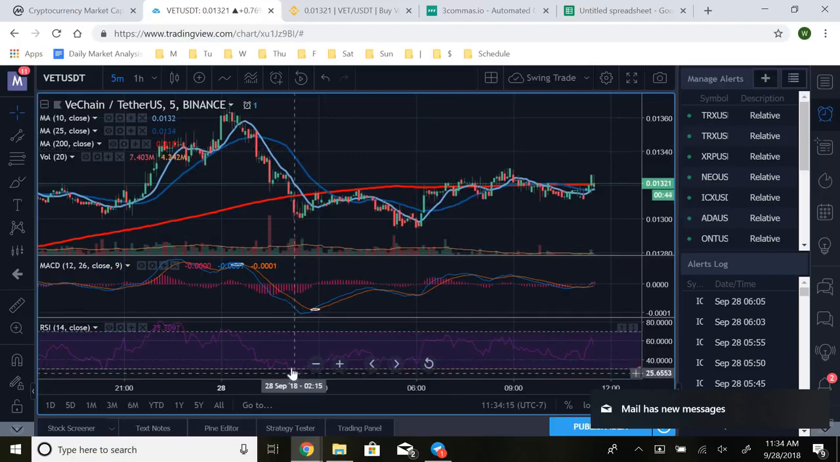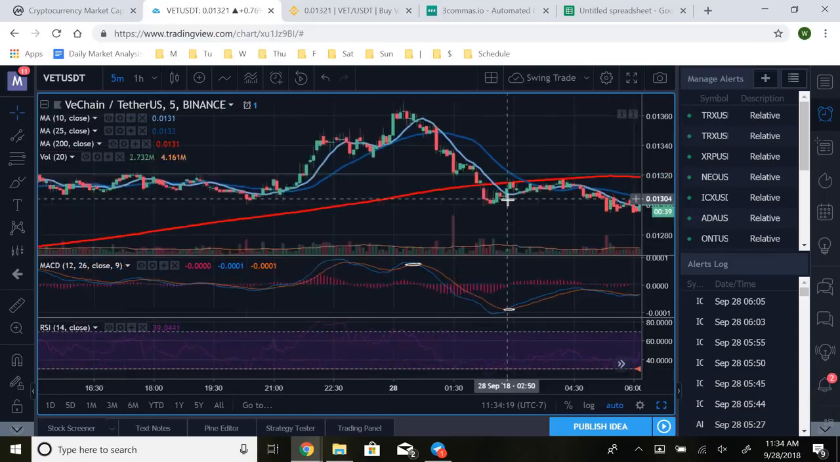So the first step is to see the oversold sign on the RSI. The second step is we want to see a confirmation of momentum.